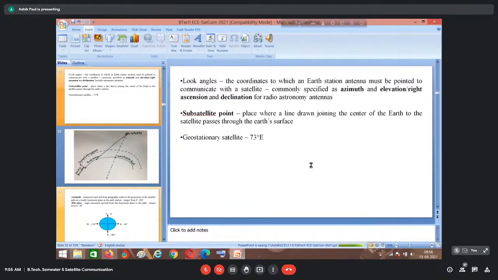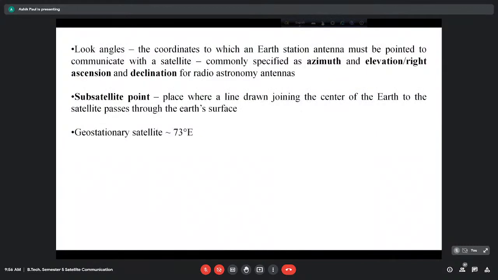Okay, somebody tells you that I want to track the signal from a geostationary satellite, and I know that its subsatellite point is 73 degree east. So suppose somebody gives you this problem: I want to set up a satellite communication link with a geostationary satellite which is at 73 degree east. So how will you proceed? Is this information enough? That person will also tell you the frequency at which that satellite is working.